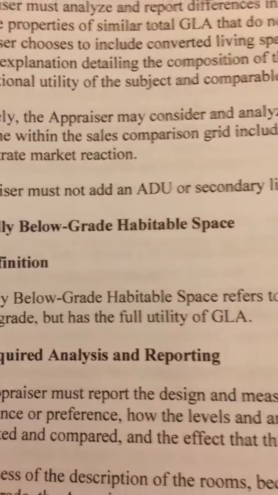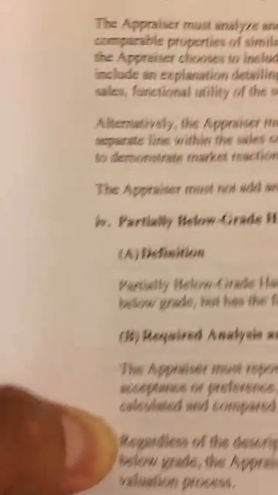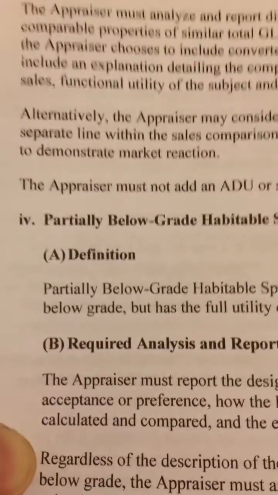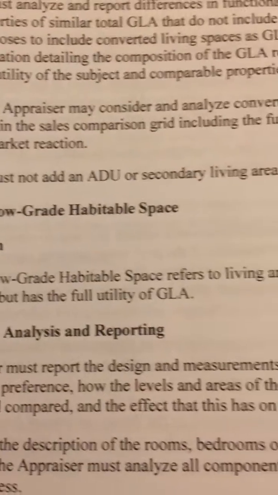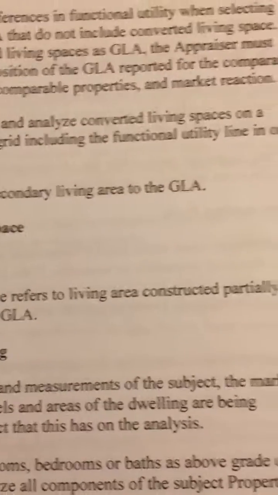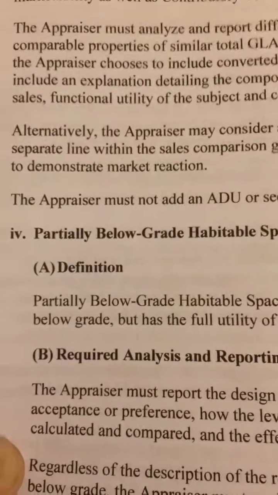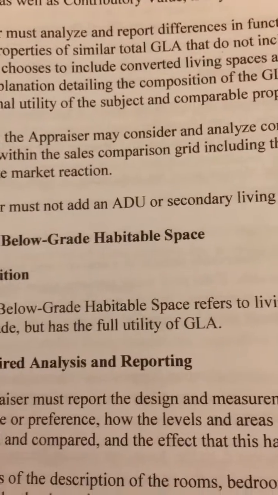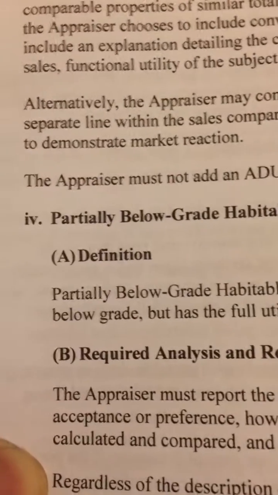Partially below grade habitable space. A. Definition. Partially below grade habitable space refers to living area constructed partially below grade, but has the full utility of gross living area.